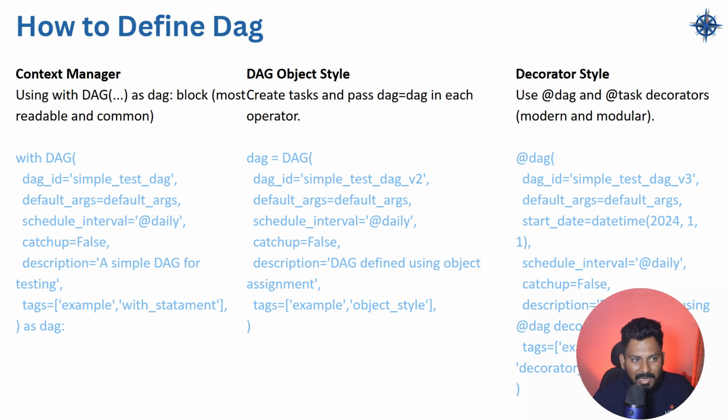First, I created a DAG with the with clause, second with the object style where DAG is equal to the DAG parameters, and third with the decorator. So let me go to VS Code first and then I will show you all these three DAGs in Airflow. So let's go to VS Code now.